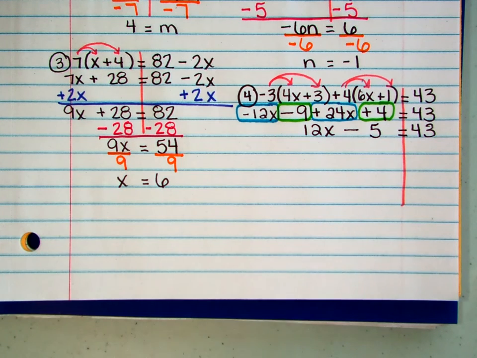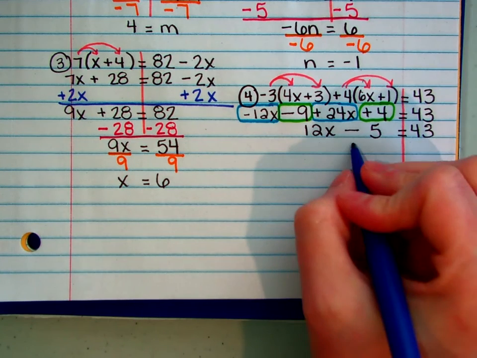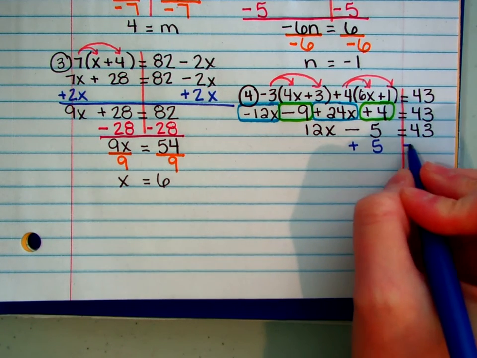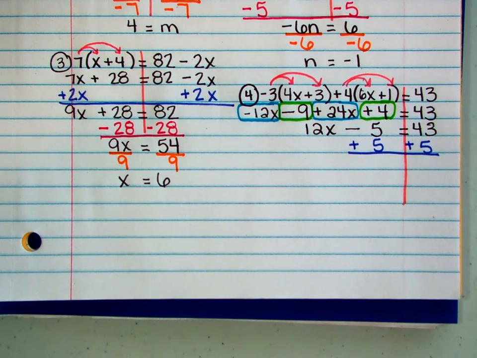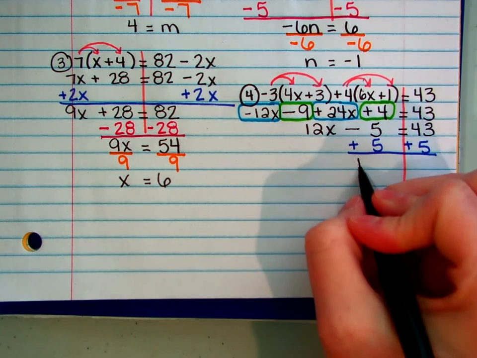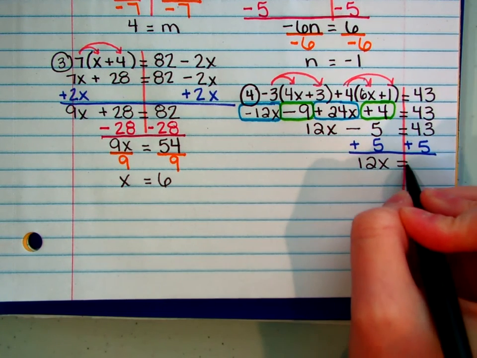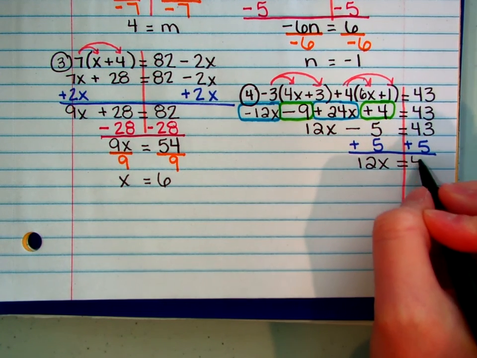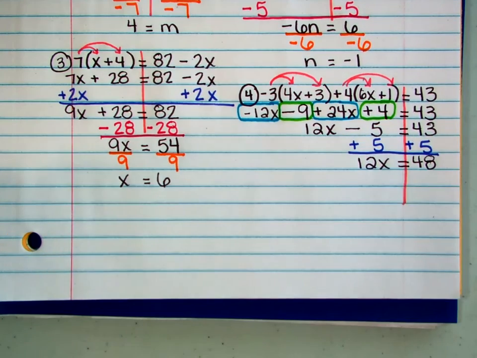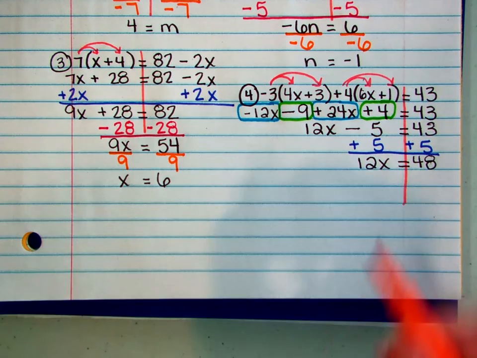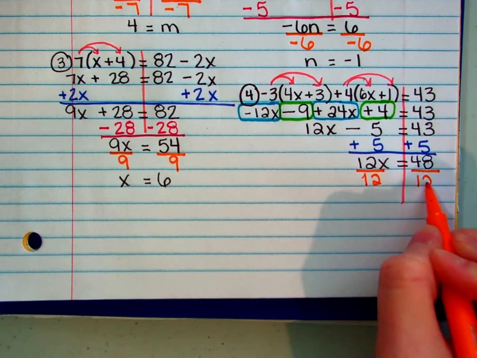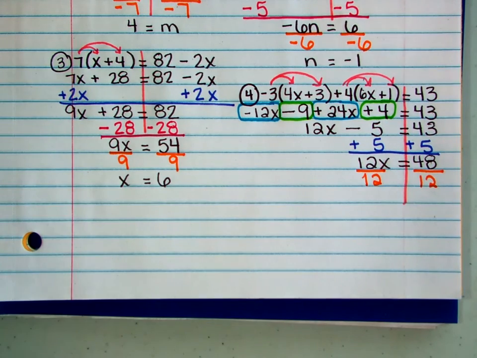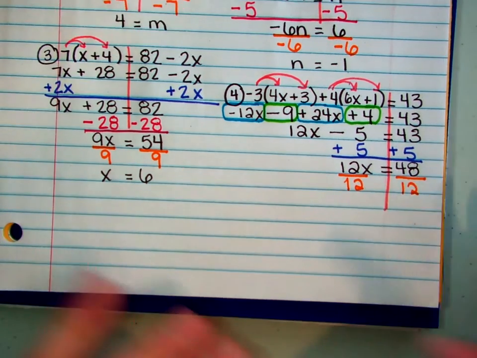Alright, now let's move our 5 to the right hand side with the 43. So we're going to add 5 to both sides. The 5 is now gone on the left. I have 12x. And on the right hand side, I end up with 48. And this is going to work out nice and evenly to give me a wonderful whole number. So when I divide both sides by 12, I end up with a value of x is 4.